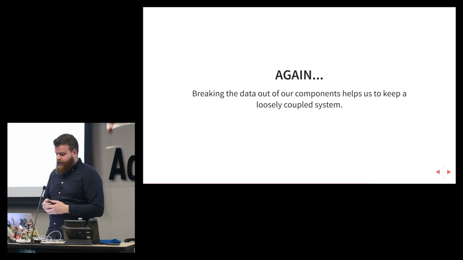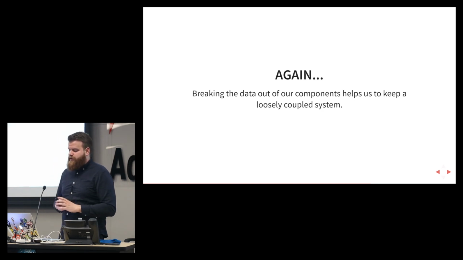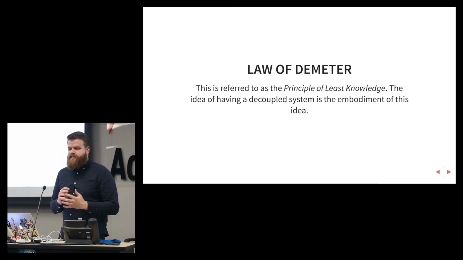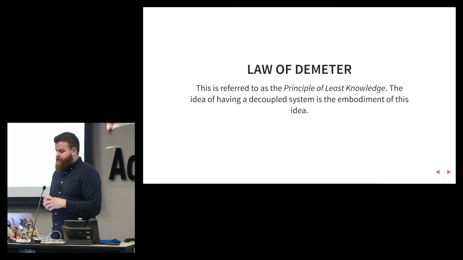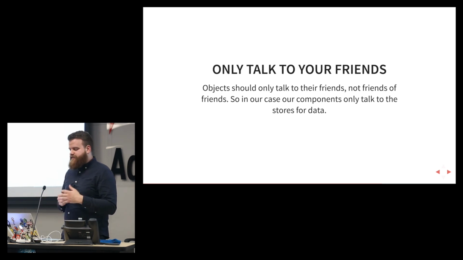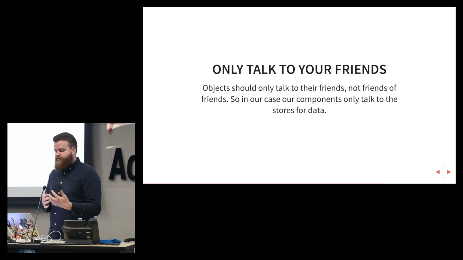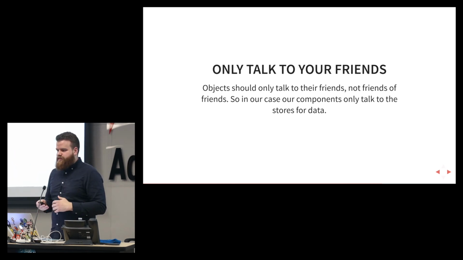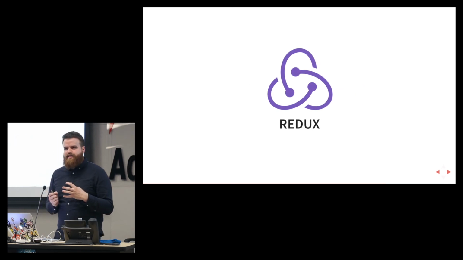Pretty cool. And breaking our data out into components really helps us decouple our system. This is a really interesting idea, sort of the principle of least knowledge. Basically, when you decouple your system, you have things only talk to friends. So objects would only talk to their friends and not friends of friends. So you shouldn't go too deep, right? Because once you start to do that, it gets a little bit code smelly, and it's a little bit harder to reason about your applications.